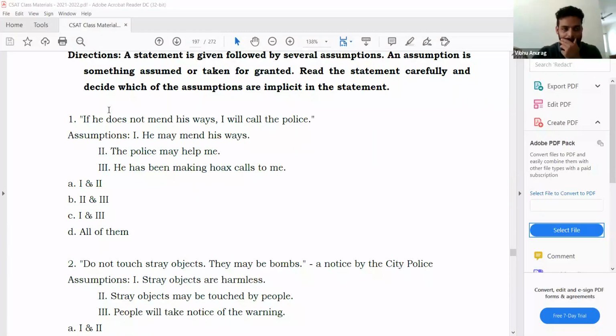Number one, if he does not mend his ways, I will call the police. That's a statement made by somebody. Assumptions of the person making the statement. Number one, he may mend his ways. So is that a valid assumption? Does the person believe that he may mend his ways, whoever is being spoken about? If he does not mend his ways, then I will call the police.